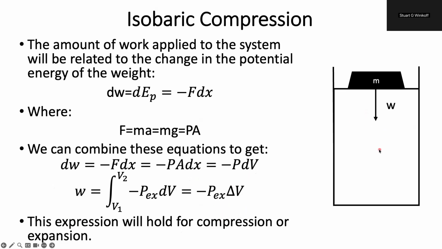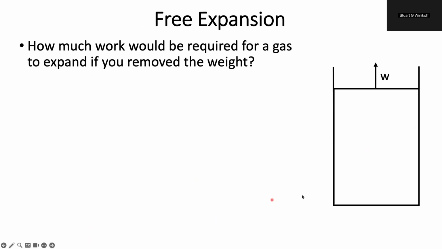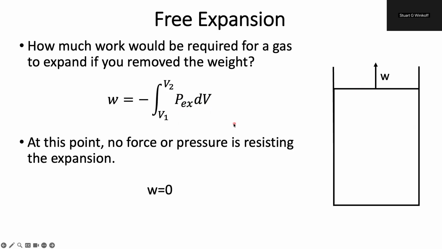However, what would happen if I put the weight on there, compress the system, and then took the weight off? Under this case, the system would expand because I no longer have that force keeping the system contained. But as I said, we can still use our same equation. We can still do the integral of P dV. Now, in this case, we also get lucky because the pressure is still going to be constant. It turns out that the constant pressure being applied is 0. So at this point, we've got no force resisting this expansion. And since that pressure is 0, the integral of P dV will also be 0.